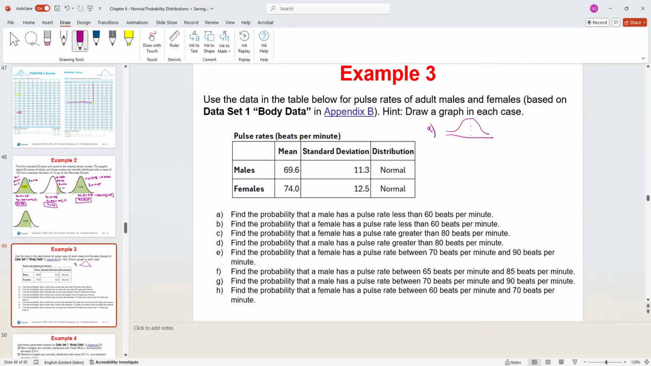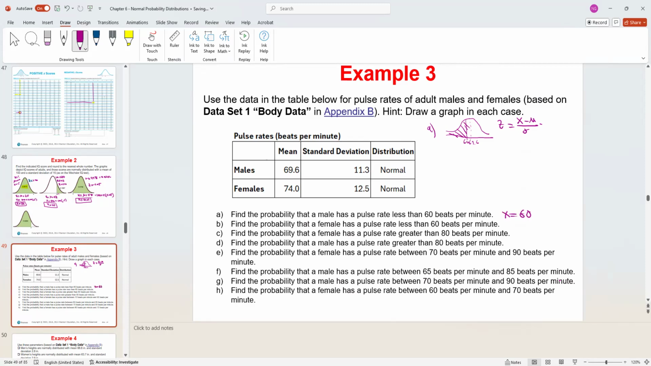Remember, it's symmetric about the mean, that means 69.6, is it? So less than 60 would be probably somewhere here. So this is the area we're looking for. And because we're looking for probabilities, first of all, we need to convert that X value to Z, because for us here, X is 60.